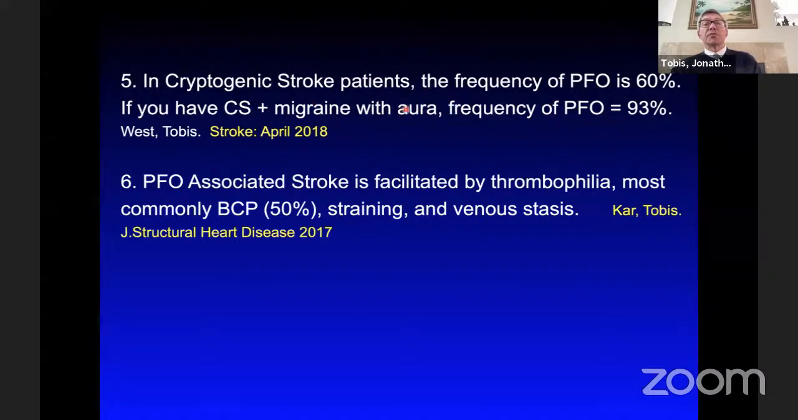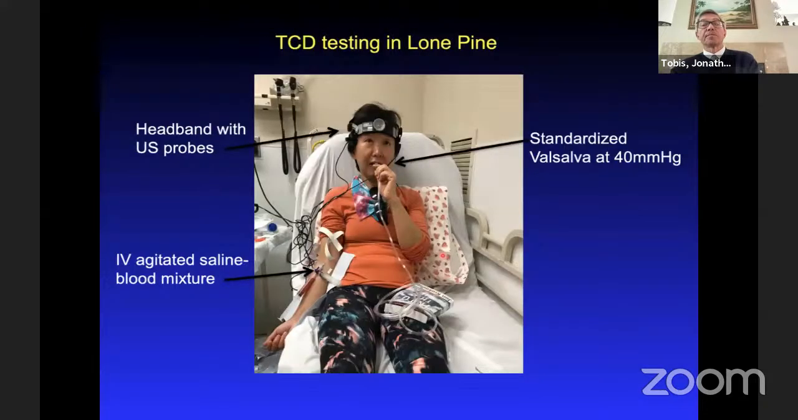So this is a useful way when you're getting a history of a patient. If they have migraine with aura, it's better than a 50-50 chance that they're going to have a PFO. And so then you can think of what associated conditions they might have, which could be associated with the PFO. PFO-associated stroke is associated with thrombophilia, venous stasis, straining, and birth control pills. 50% of the women that I see with stroke had been on some form of birth control.